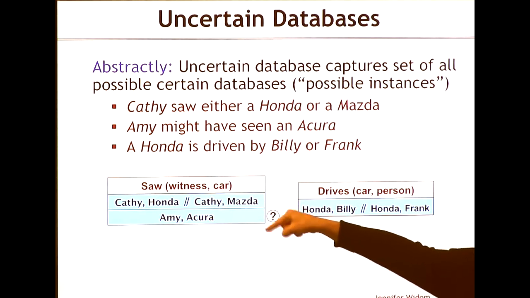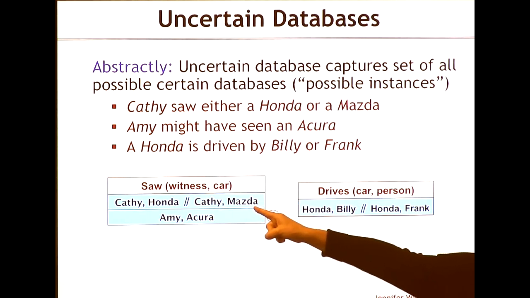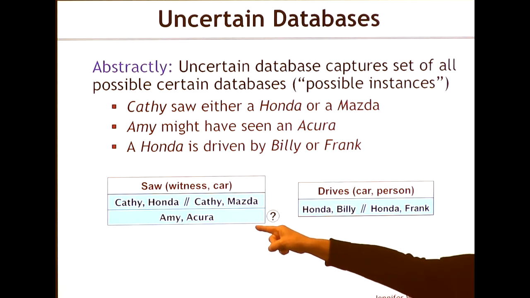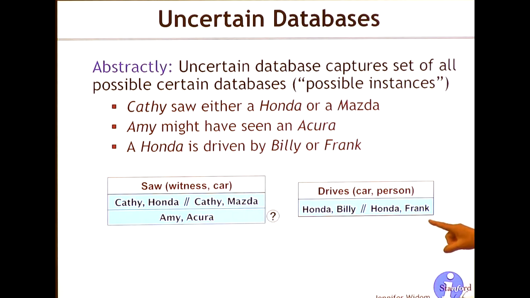So there's 4 possible instances for this table, the 2 possibilities for the first one and the 2 possibilities for the second. This says that there's a Honda that was driven by Billy or Frank. So there's 2 possibilities for this table. So in total, there are 8 possible regular databases in this uncertain database. Now, the dilemma that I'm going to tell you about is the fact that this representation, I call it a model, is not closed.